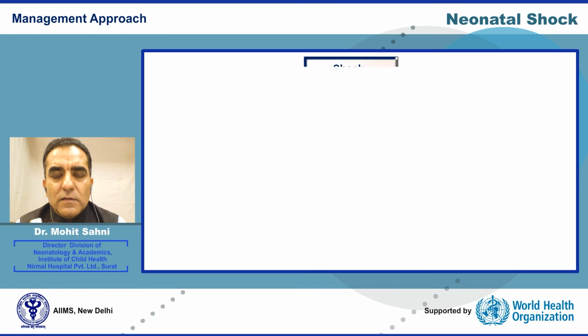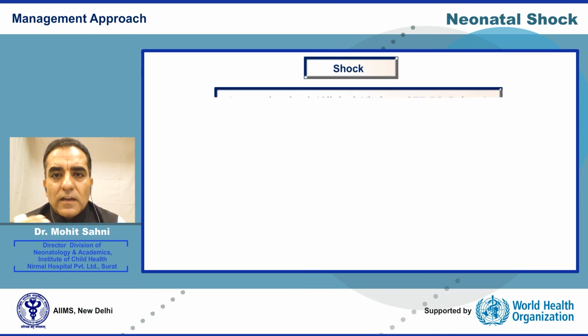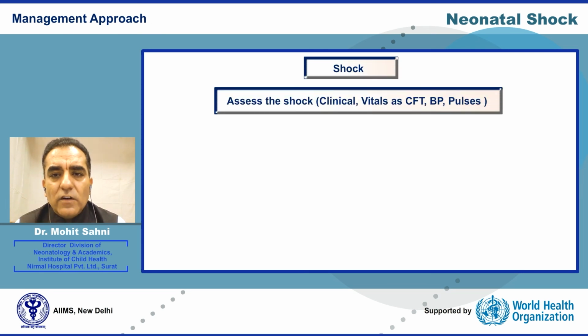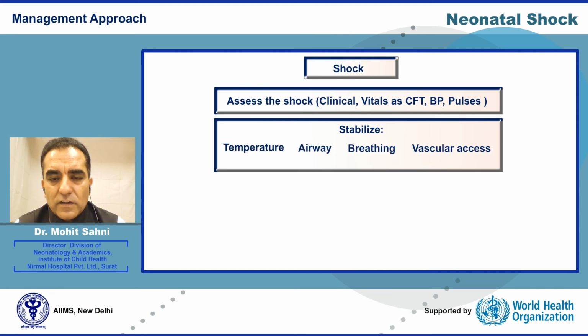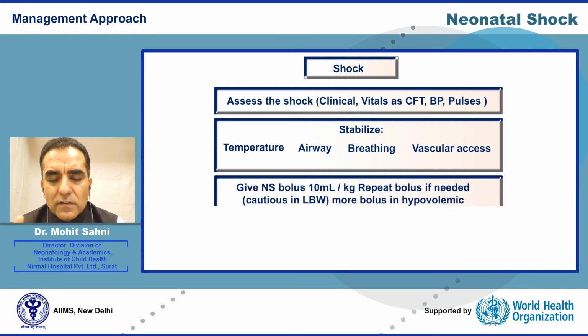Once you have assessed that the baby is in shock, and the clinical vitals have already been recorded, the next step is to stabilize the babies. First, maintain temperature for these babies. It is very important. Maintain ABC, airway, breathing, and get vascular access, because if we need to treat, we need to give antibiotics and volume, so you need to have vascular access.